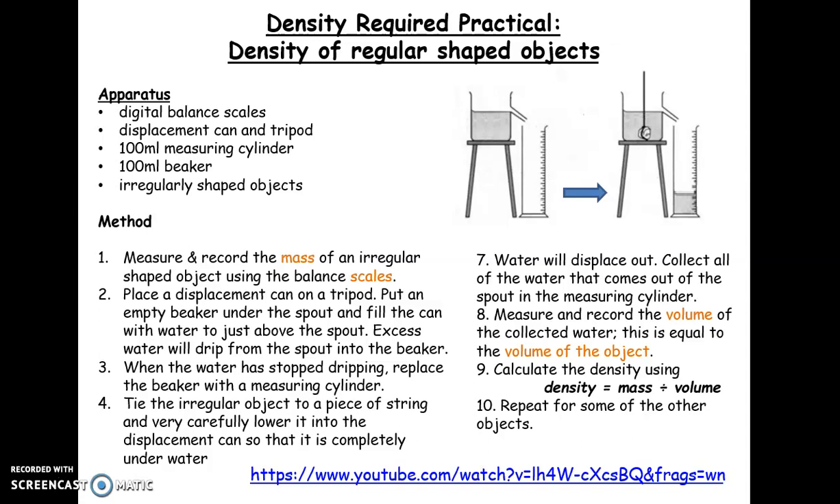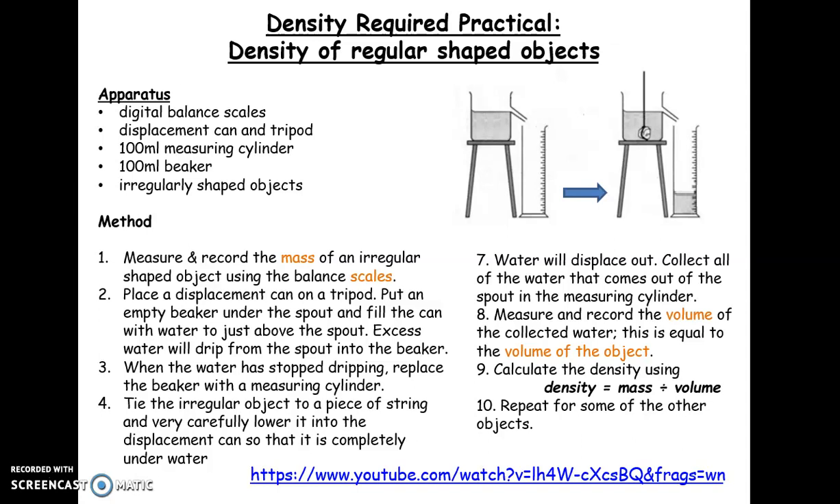You then set up a displacement can on a tripod. The reason it's higher up is so that we can place a measuring cylinder below it to allow the water to flow into when the water level rises once we place something inside it. Initially though, you'd fill the water higher than the spout, and in place of the measuring cylinder you'd have a beaker which collects the excess water.